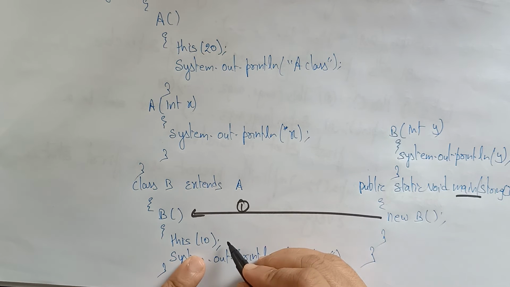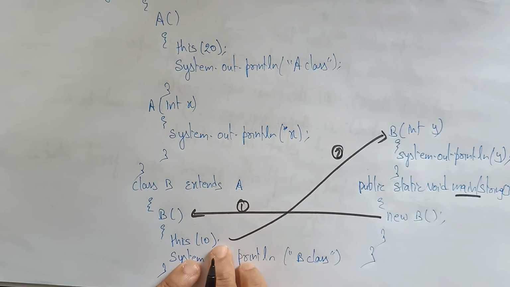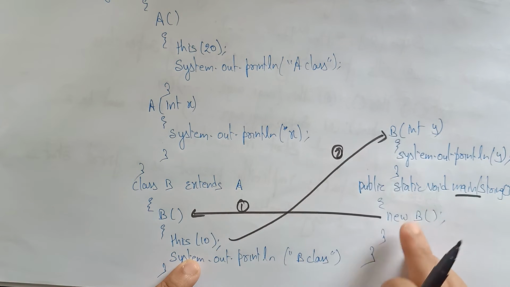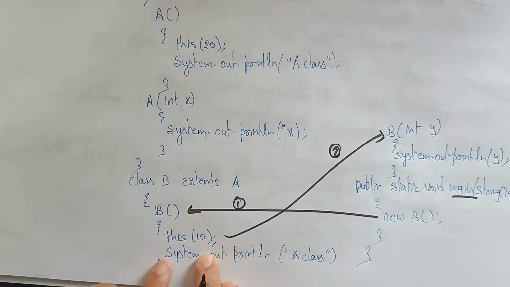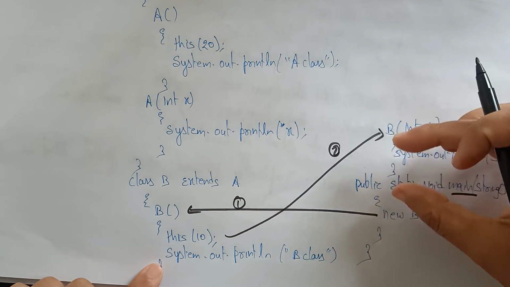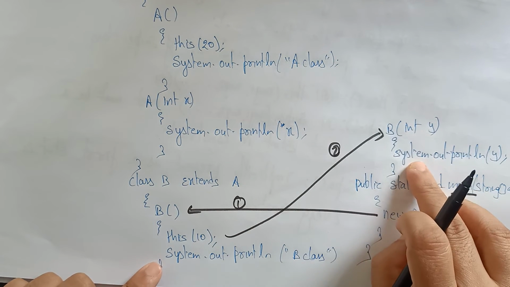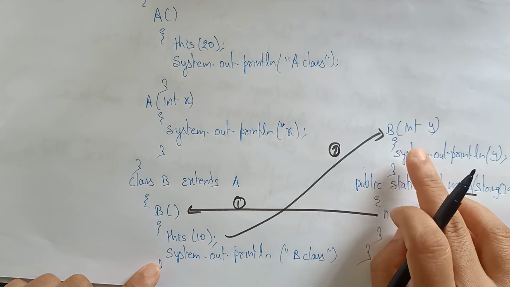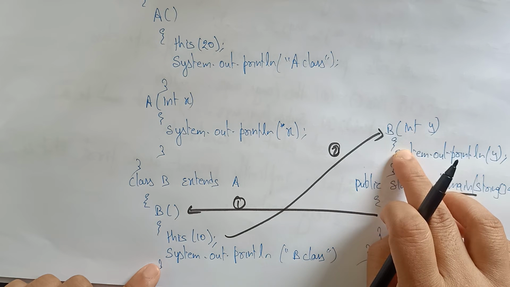So the compiler will go to this 10. First the B object is created, coming to the default constructor, starting with this 10. It checks the parameterized constructor, which means within this class only, int y. So whenever it enters here, implicitly what happened?